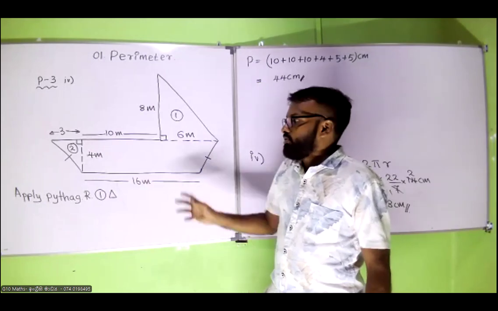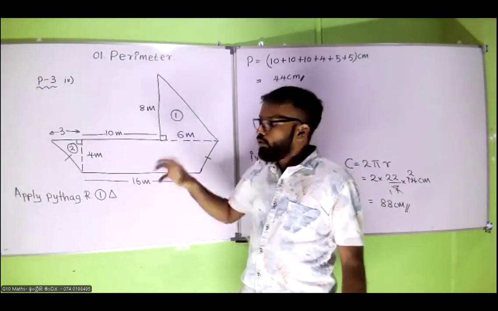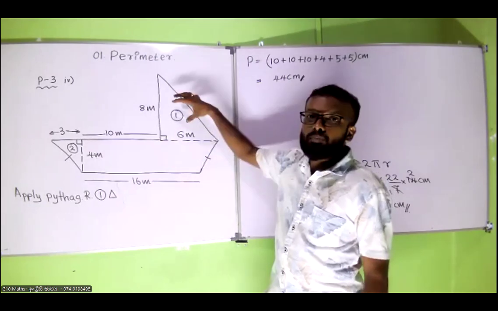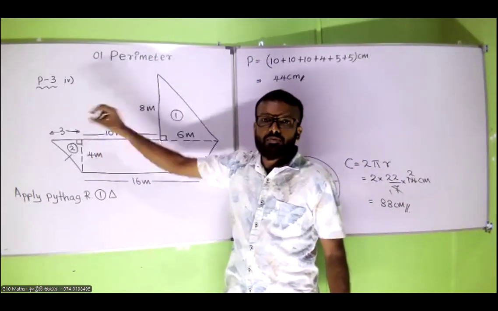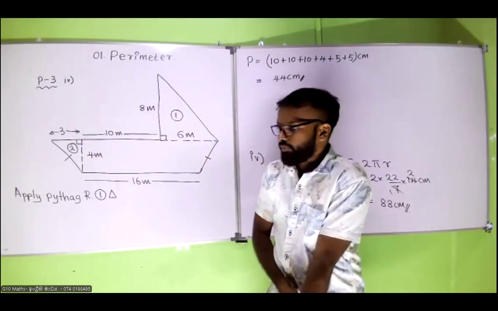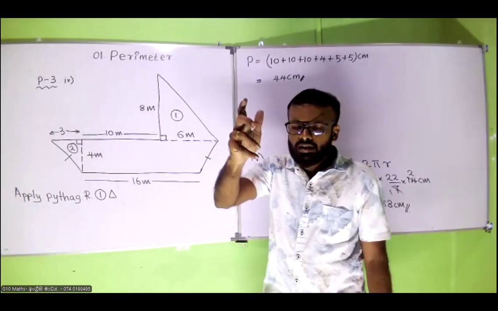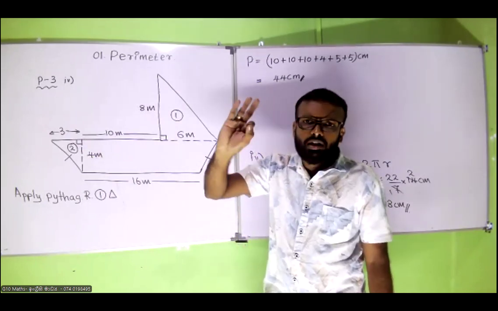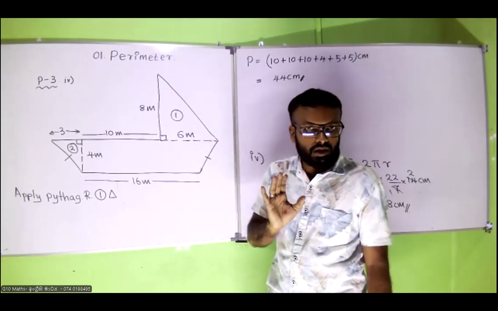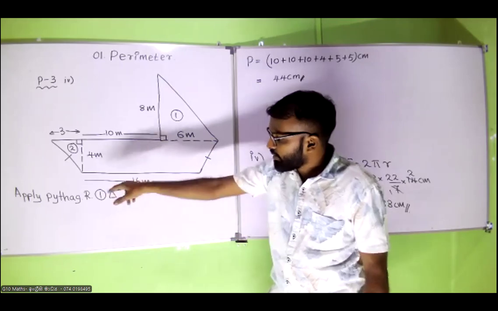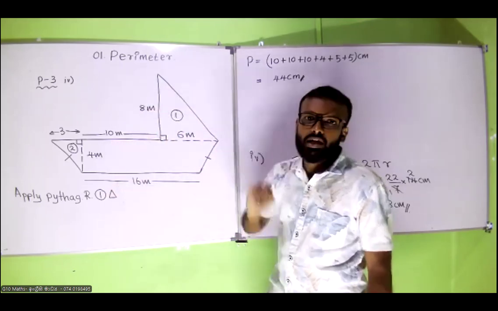According to my figure, I am going to apply the Pythagorean relationship for the first triangle and secondly for the second triangle. So you need to be clear when you are writing things. You need to be very clear when you are writing. So apply the Pythagorean relationship for the first triangle.